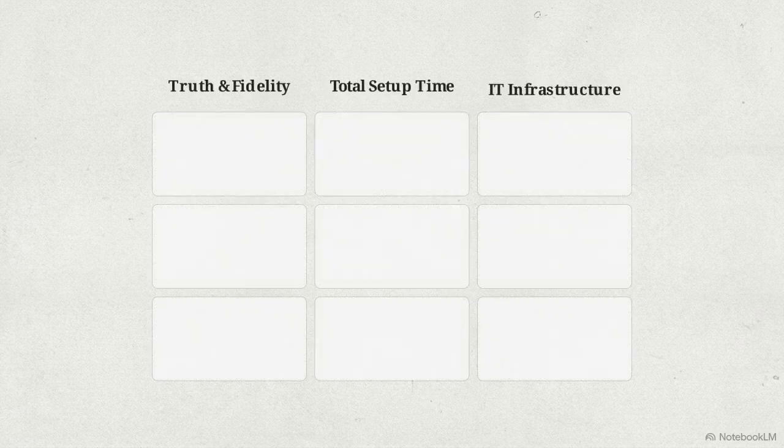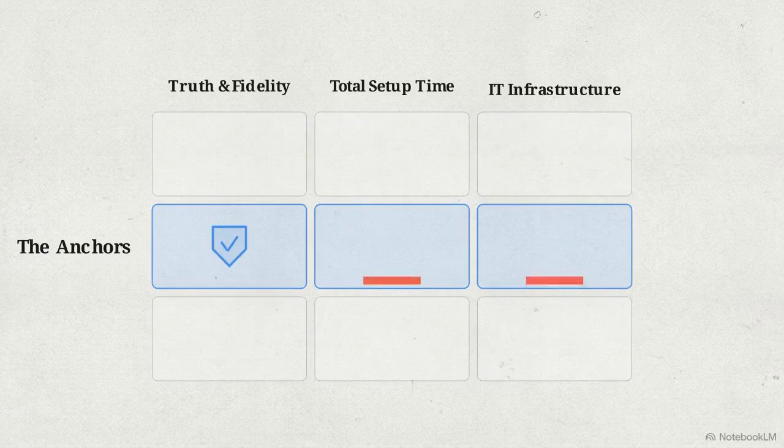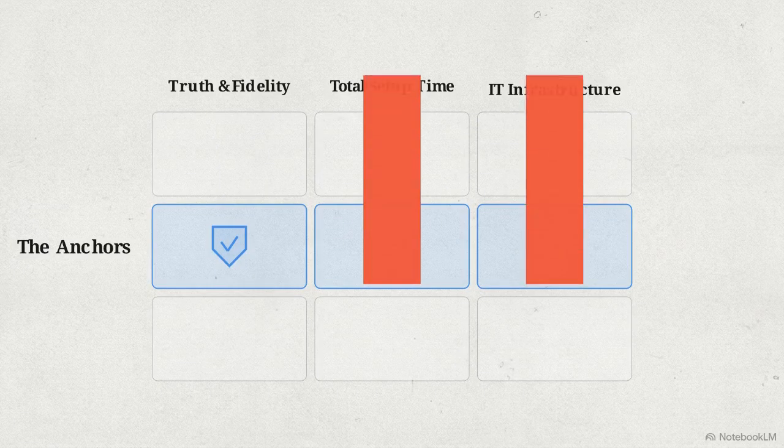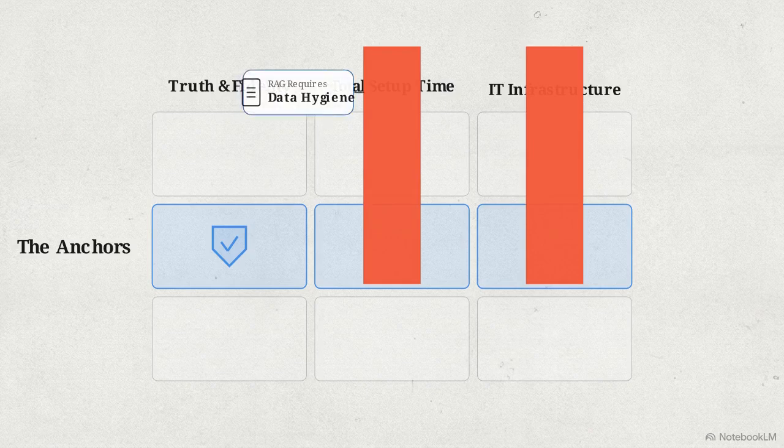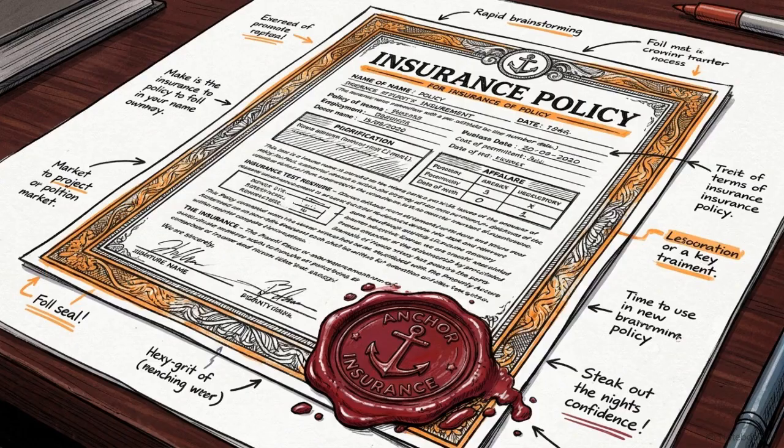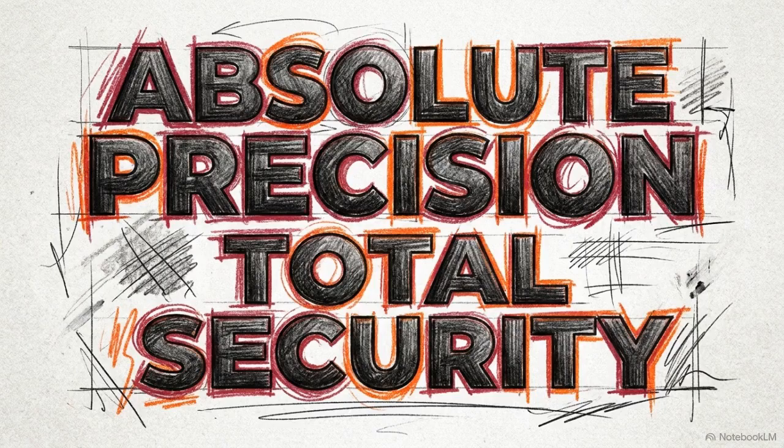On the matrix, the anchors provide high fidelity and security. However, they cause a massive spike in required IT infrastructure and total setup time. RAG requires pristine internal data hygiene, and open-weight models demand expensive hardware to run efficiently. The anchors serve as a corporate insurance policy. You are paying a premium in setup time and compute power to guarantee zero hallucinations and zero data leaks.